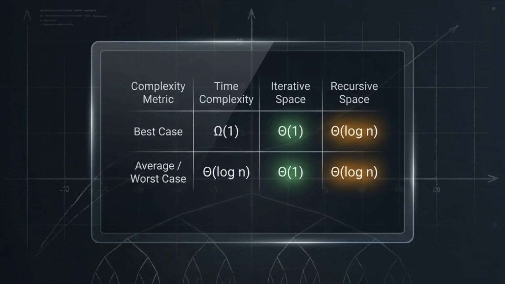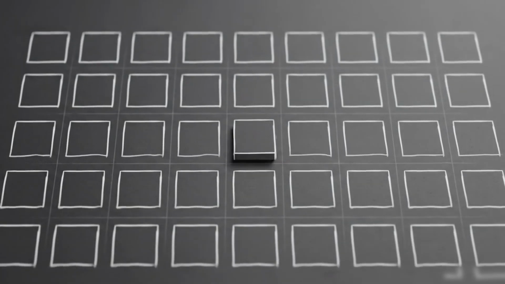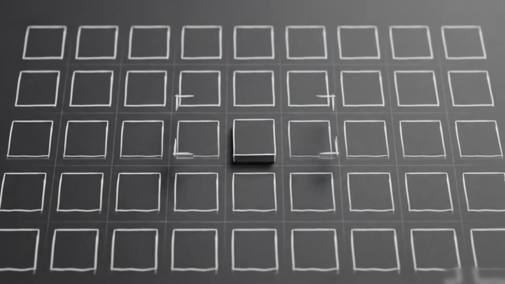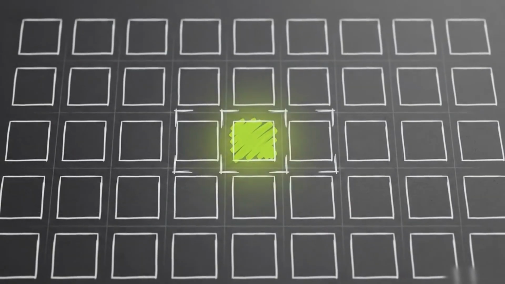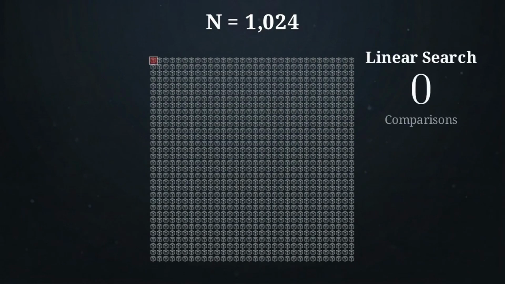While the time complexity is the same for both implementations, the space complexity differs. The iterative version uses constant space, but the recursive version scales to order log n. This is because every recursive call adds a new layer to the system's memory stack, which grows as the search space deepens. In the best-case scenario, where the first midpoint happens to be the target, the algorithm completes in Ω(1) time.